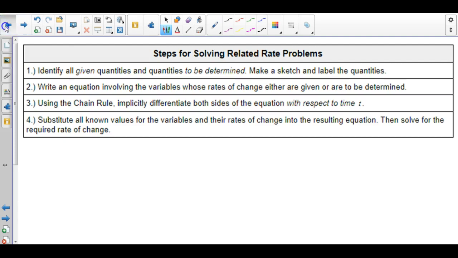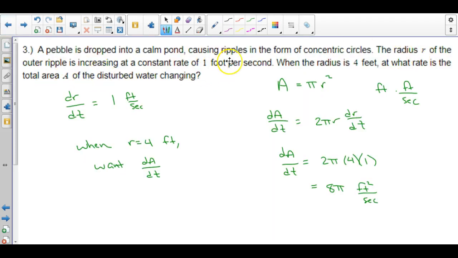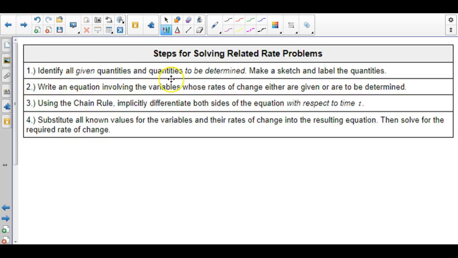So very similar to when I identified right away here that we were given the radius is increasing at a constant rate, that needs to go off in your mind. Okay, that is a change in radius with respect to time. So that makes it dr/dt, and we just label that right away. So just identifying those quantities as well as the ones that need to be determined. So far we've yet to have to make a sketch. In some of the examples that are coming up, we will make some sketches that'll help us determine really what we need to find.